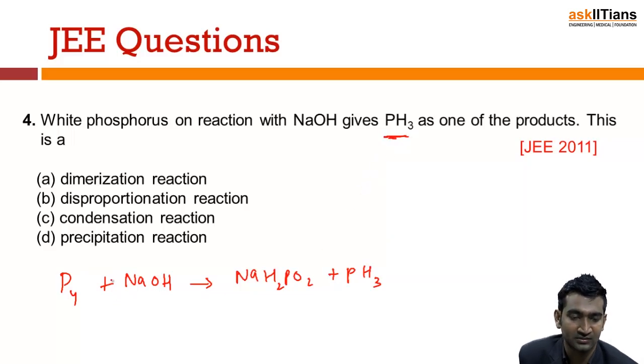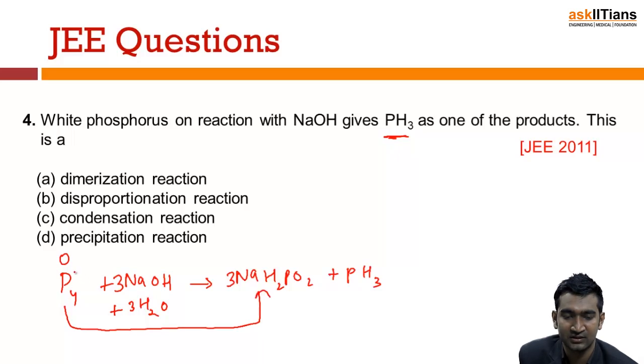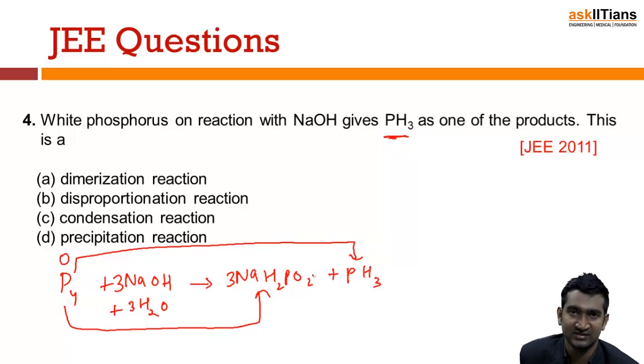If you balance it, it will be 3, and here also I will be adding 3, plus 3 H2O. This is the complete balanced reaction. Now here you can see that the oxidation number is 0, and if you check in this as well as this, in one of the cases it will be more than 0, and in one of the cases it will be less than 0. So the same compound is getting reduced and also getting oxidized.